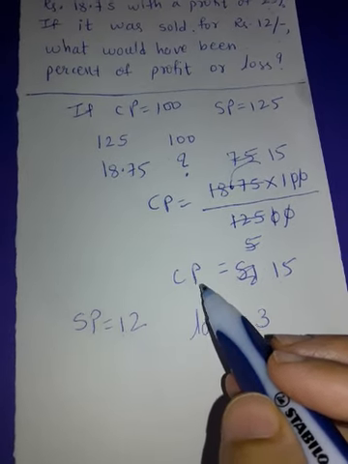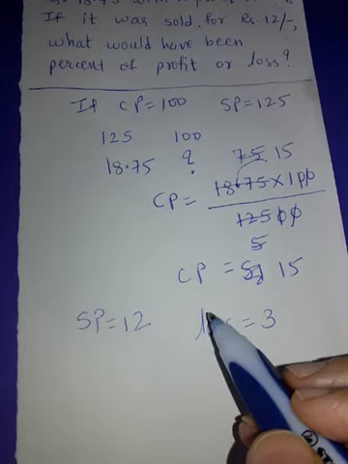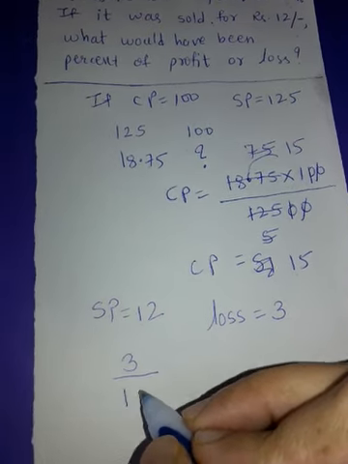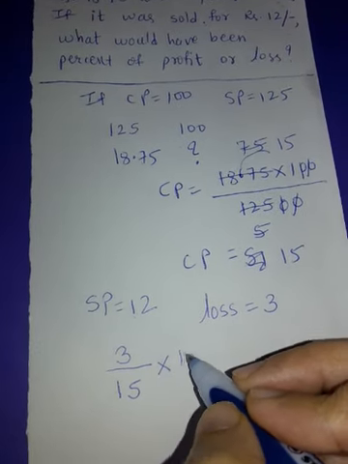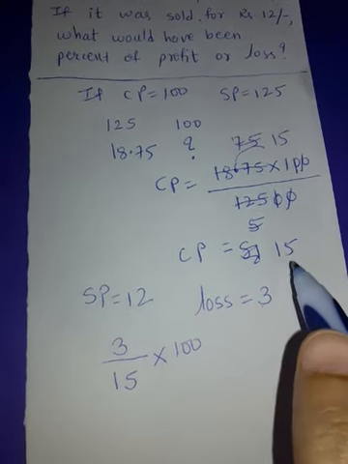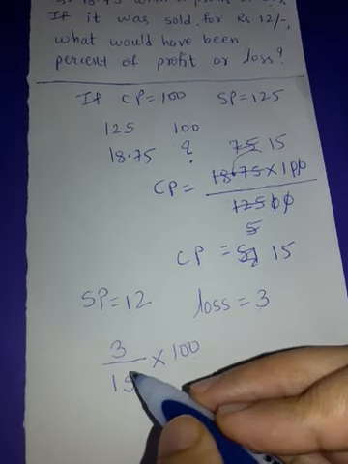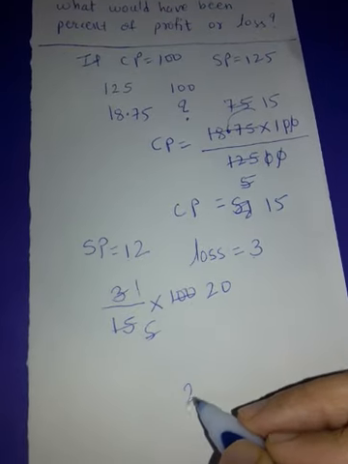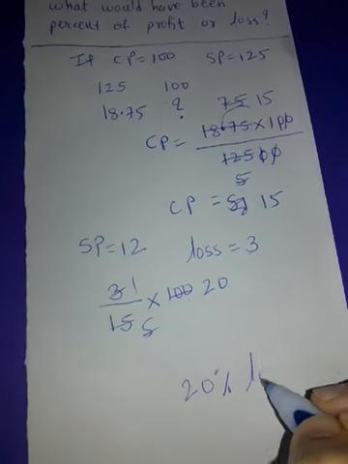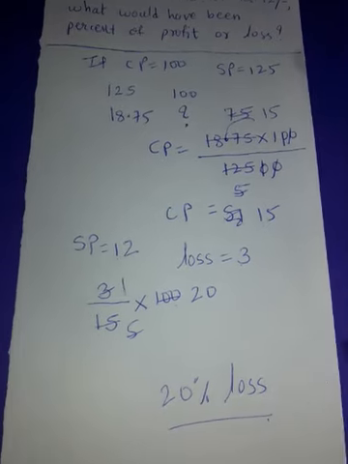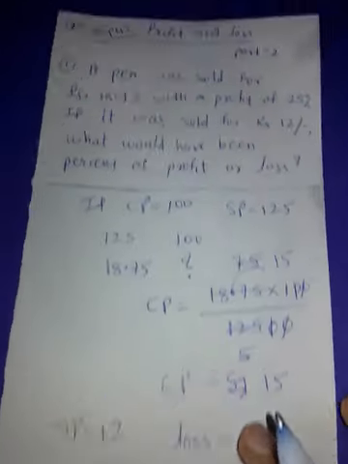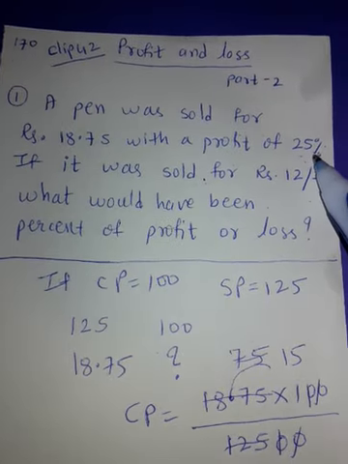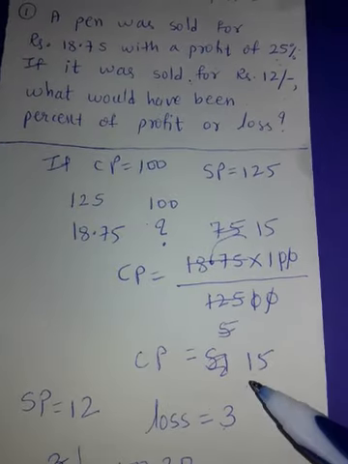Loss is always on cost price, that we have seen in our last video. And how do we find loss percent? That is loss upon cost price multiplied by 100. So your answer is 20% loss. Example very clear. What were the steps? We were given SP and profit percent. Using that we found out the cost price.